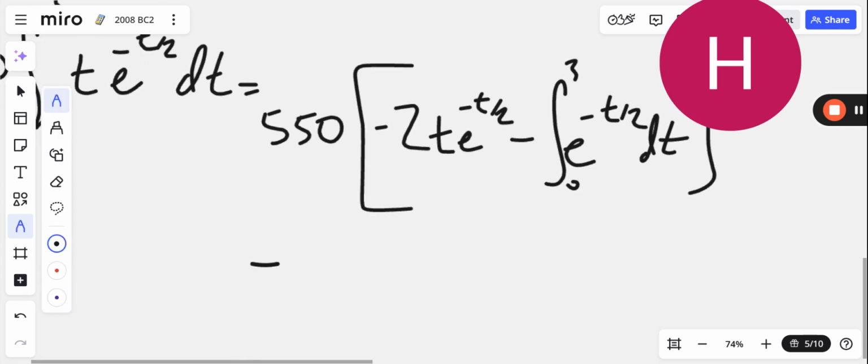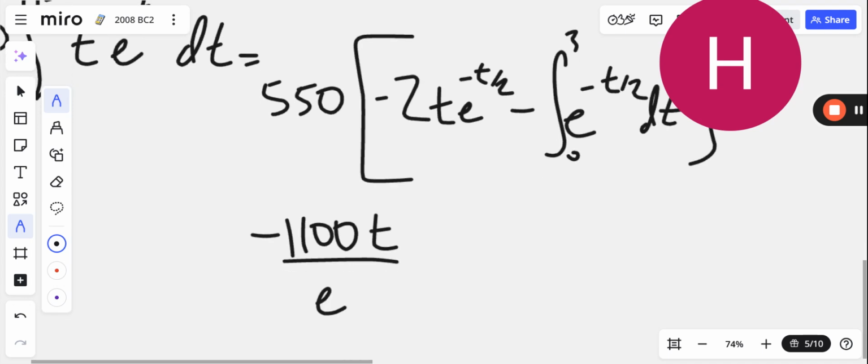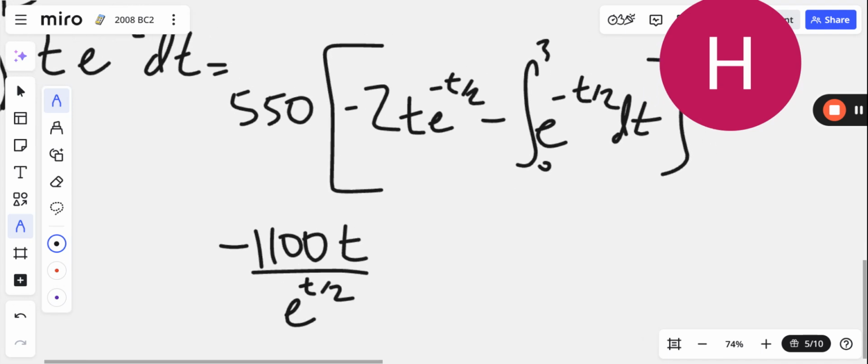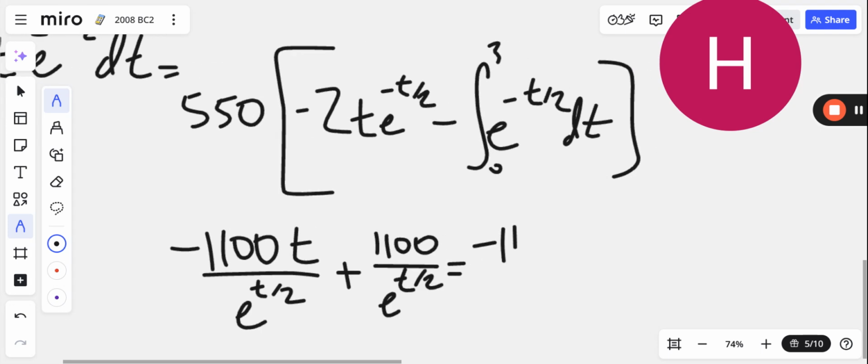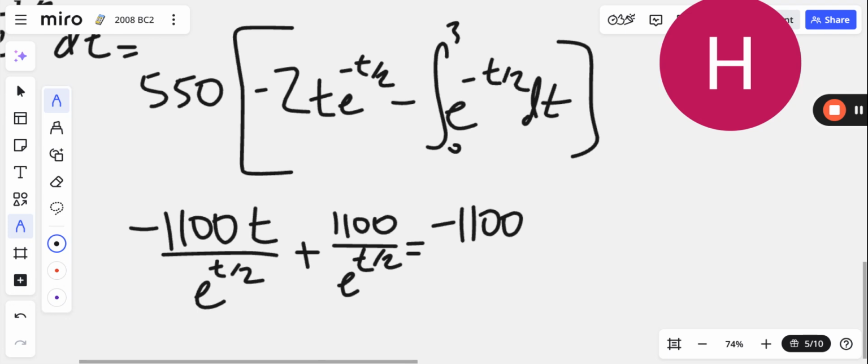There we go. So this should be negative 1100 t over e to the t over 2, kind of crazy, plus, I guess plus 550. No, it's still 1100 over e to the t over 2. So we would just factor the negative 1100 out over e to the t over 2, and that would just be equal to t plus 1.